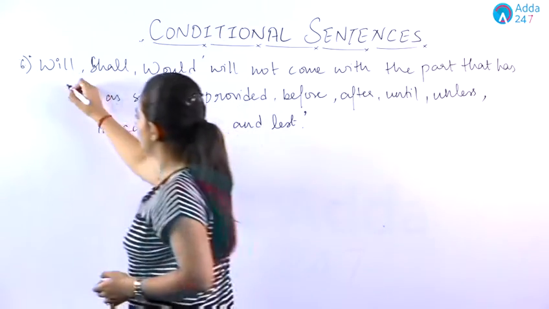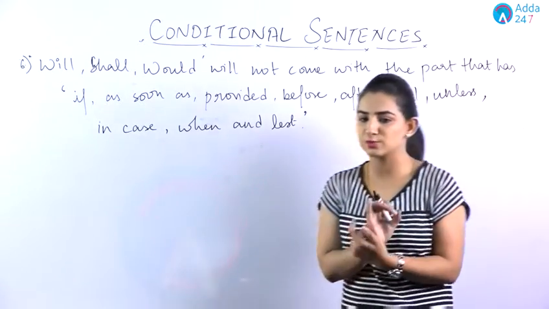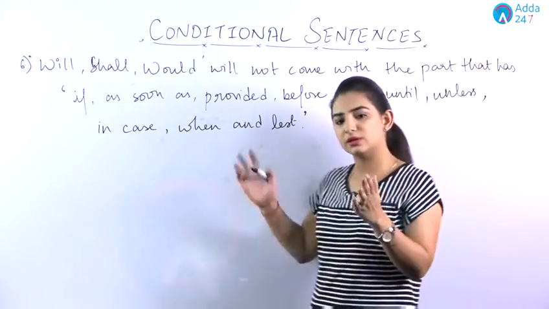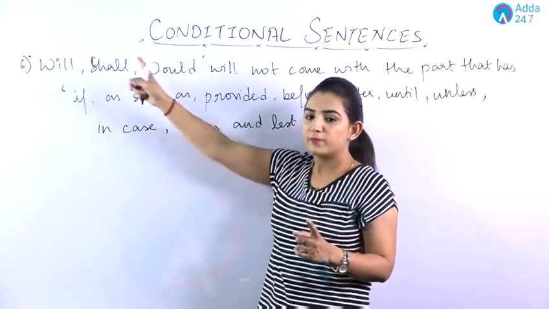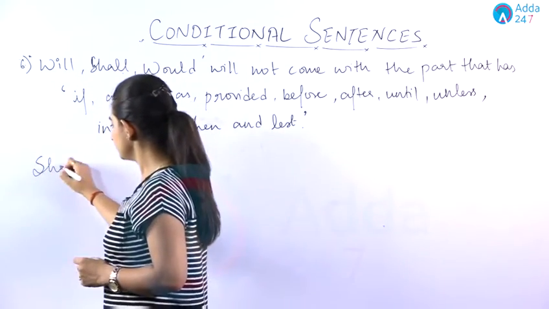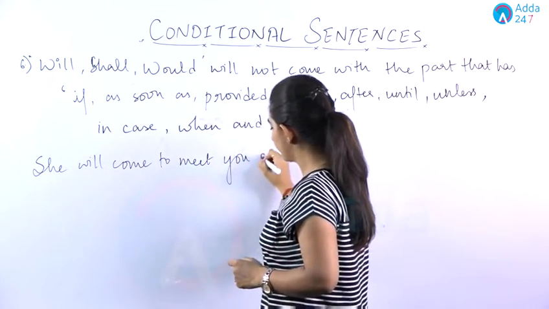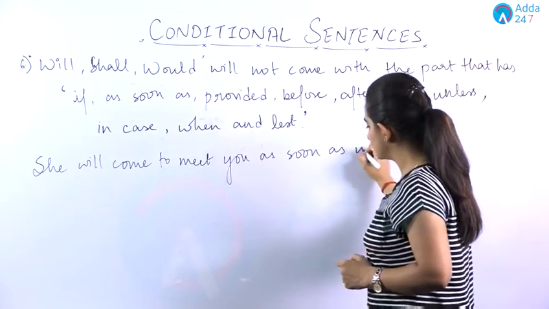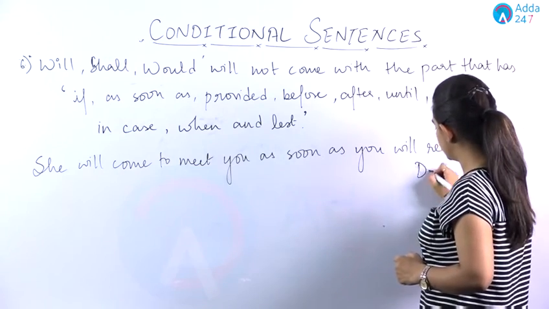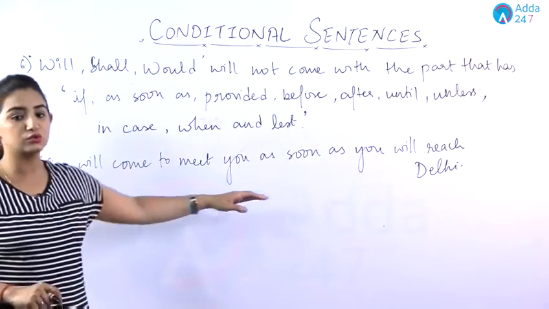So what does it say? We will not use will, shall, would after if, as soon as, provided, before, after, until, unless, in case, when, and lest. You need to remember these words, that you will not use future tense, that is will, shall or would, after these words. For example, if I say, she will come to meet you as soon as you will reach Delhi.